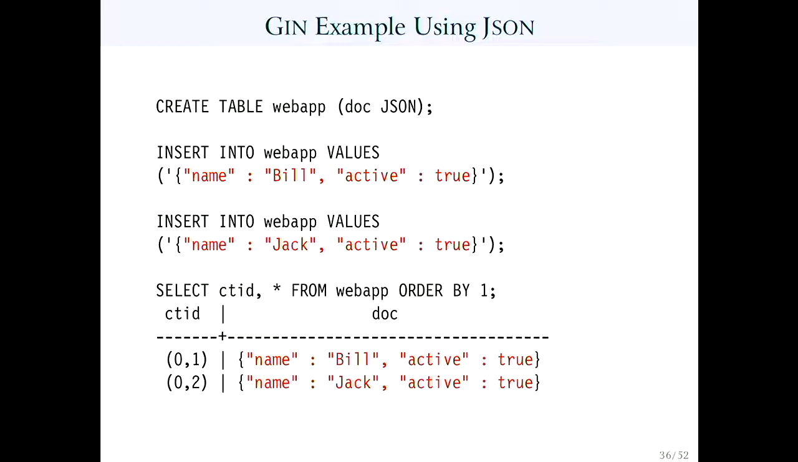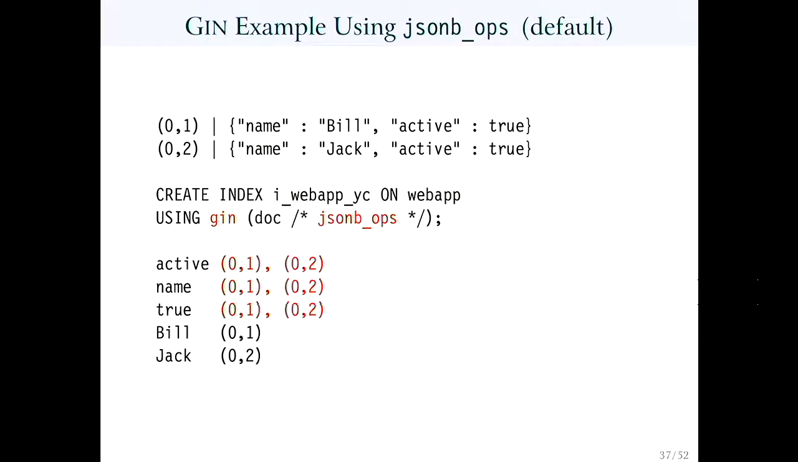With JSON, here we've got key value, and again it breaks it up that way. But if you look at the index, again, it's key, multiple values. Pretty straightforward.